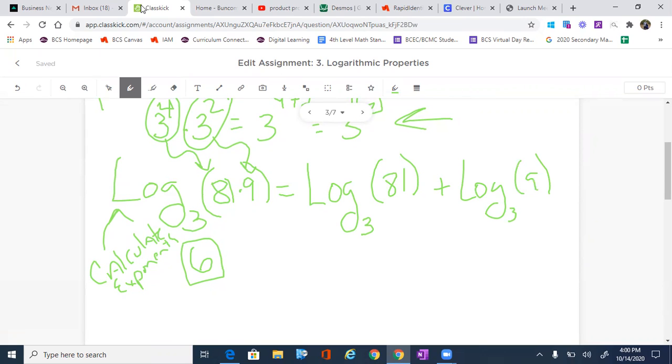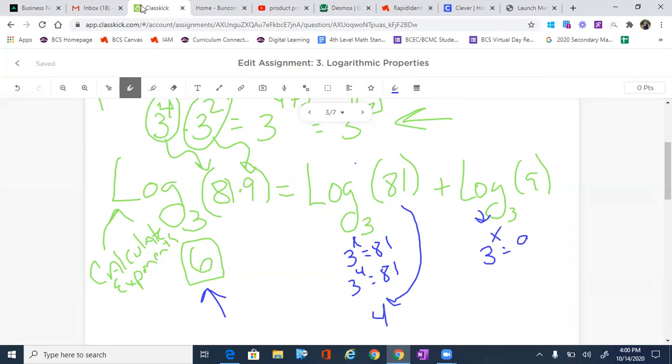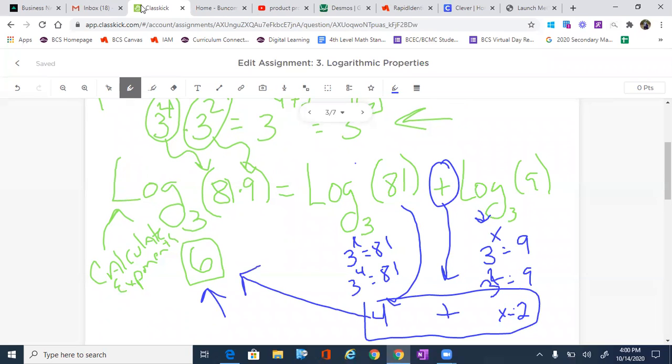Now, let's make sense of that statement and why it works. Remember, this statement just simply says 3 to the x equals 81. Well, that's 3 to the 4th equals 81. That means this whole entire statement is equal to 4. Our goal is to get to this 6. And this statement right here simply says 3 to the x equals 9. Well, we know 3 to the 2nd equals 9. That means x equals 2. And check it out, we're adding them together. 4 plus 2 equals that 6.